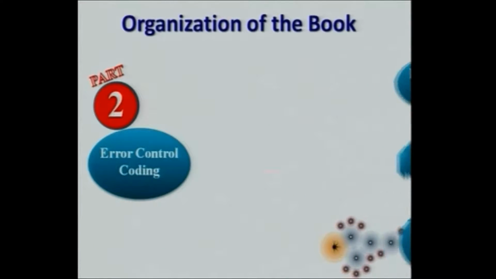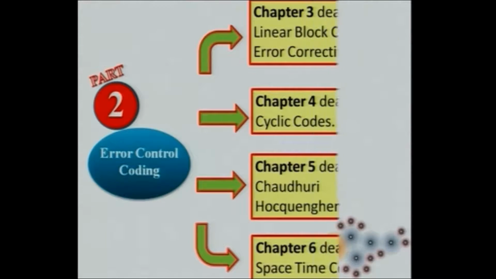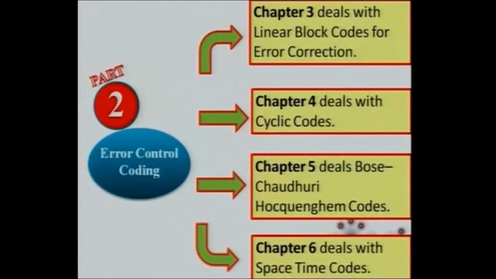If we look at Part 2 of the book, which deals with error control coding, we find that there are 4 practical chapters. Chapter 3 deals with linear block codes for error correction. Chapter 4 deals with cyclic codes, which are a part of linear block codes. Chapter 5 deals with Bose-Chaudhuri-Hocquenghem or BCH codes. We will also look at Reed-Solomon codes within this Chapter 5. Chapter 6 deals with space-time codes.